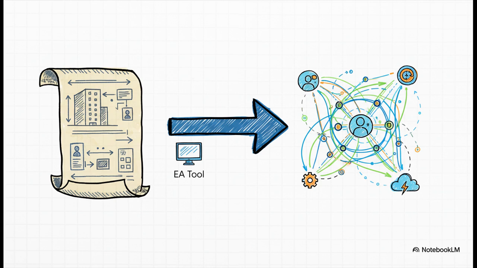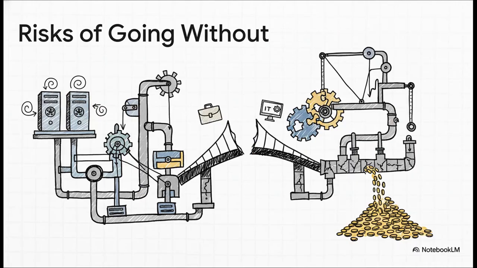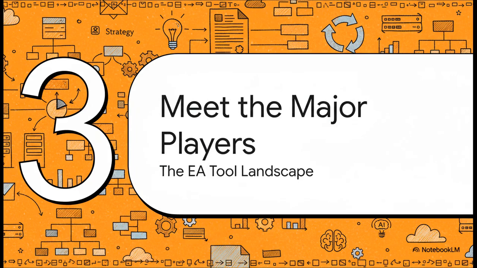An EA tool, on the other hand, turns that static map into a living, breathing model of your company that you can actually use to make smart decisions. And trying to do this without a tool, that can be super risky. You wind up with systems that do the exact same thing, technology that literally can't communicate with each other, and you spend a fortune on maintenance just trying to hold it all together with duct tape. But worst of all, you get this massive gap between what the business is trying to do and what your technology can actually support.